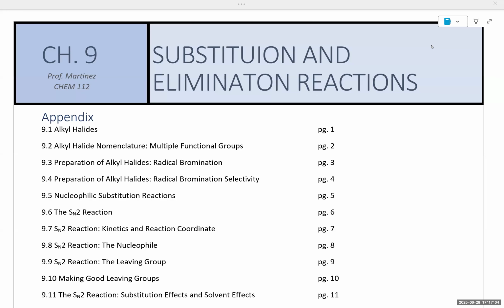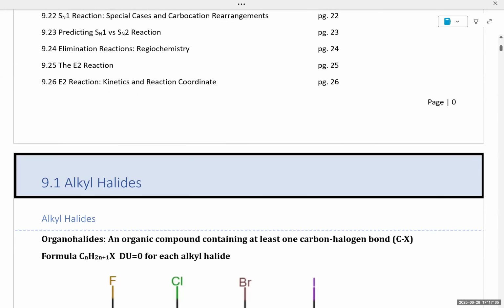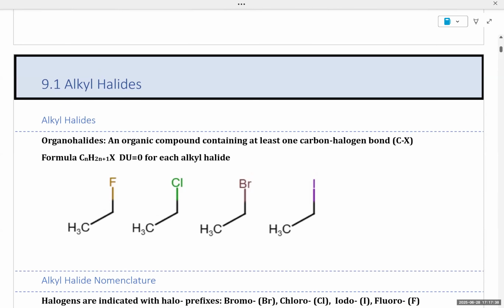Continuing on with the Organic Chemistry 1, Chem 112 lecture series, we're now going to be discussing Chapter 9, which is a foundational chapter in organic chemistry and organic synthesis. Chapter 9 focuses on substitution and elimination reactions, and we're going to also discuss alkyl halides and the properties of alkyl halides. So first things first, let's introduce a major functional group that we'll be seeing a lot in this chapter, and that is the alkyl halide functional group.